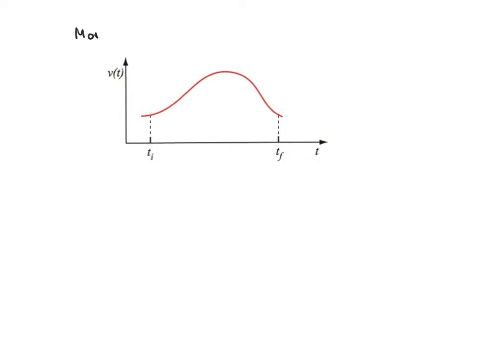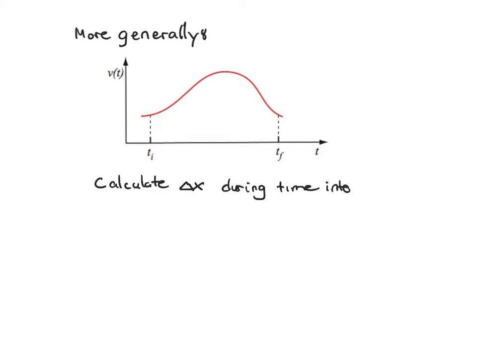Okay, what about more generally? Let's consider a more general case illustrated here where v of t has some arbitrary shape, and we'd like to calculate the change in position during the time interval delta t, where delta t is the time between some initial time and some final time. So that's the problem we'd like to solve.